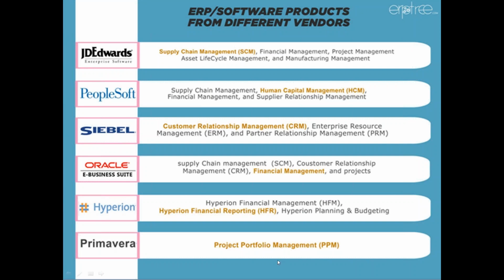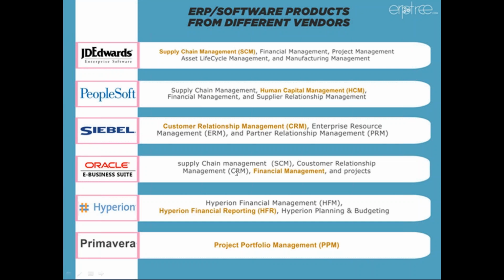Okay, Primavera for project portfolio management, where you can do the project scheduling, etc. These are JD Edwards, PeopleSoft, Siebel, Oracle Business Suite. These are the ERP products. JD Edwards offers many solutions: supply chain, financial management, project management, etc. In the same way, PeopleSoft, Siebel, and Oracle Business Suite. These different vendors, different ERPs, are offering different solutions.